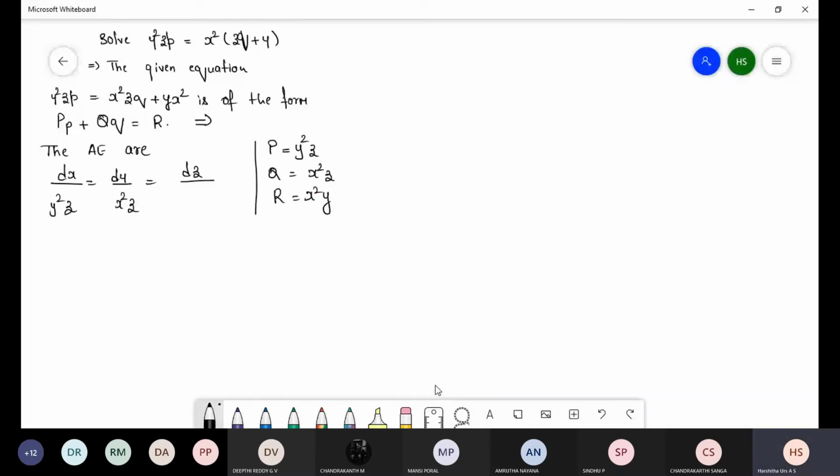So here the equation we can write in the form y square zp minus x square zq is equal to x square into y. So here while writing Q value, we have to mention minus also. Next, R value is x square into y. Call this one as equation 1.